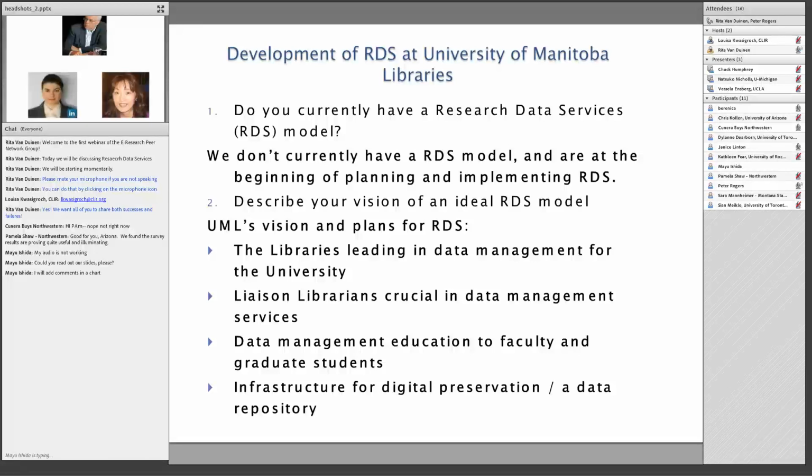Their vision and plans for research data services include the libraries leading in data management for the university, liaison librarians being a crucial part in data management services, offering data management education to faculty and graduate students, and developing an infrastructure for digital preservation and a data repository. Mayu, I'm going to go ahead and advance to the next slide unless you want to add something in the chat window. Great.